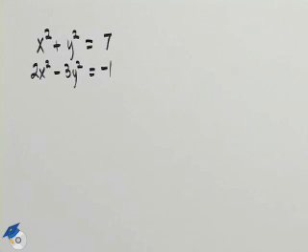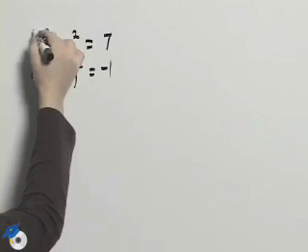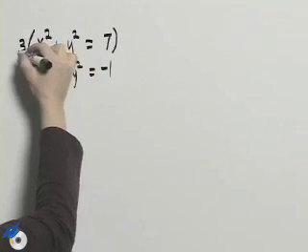When solving systems of equations, remember we're trying to determine where the graphs of the equations intersect. Therefore, the solutions of the system must be real numbers. To solve this system of equations, I will attempt to eliminate one of the variables. I can do so by multiplying the top equation by 3.